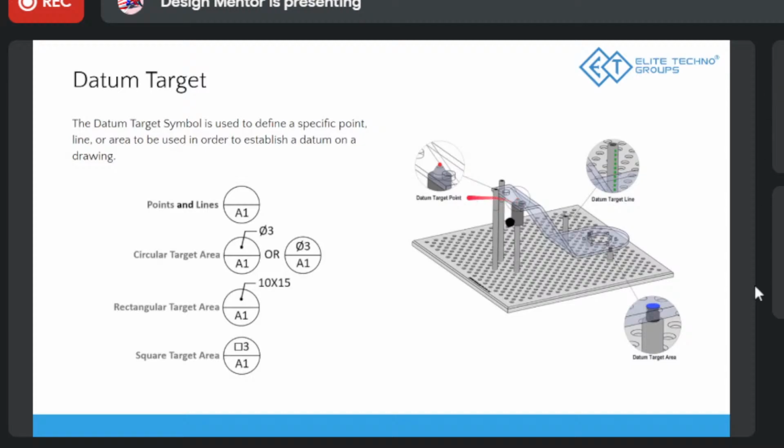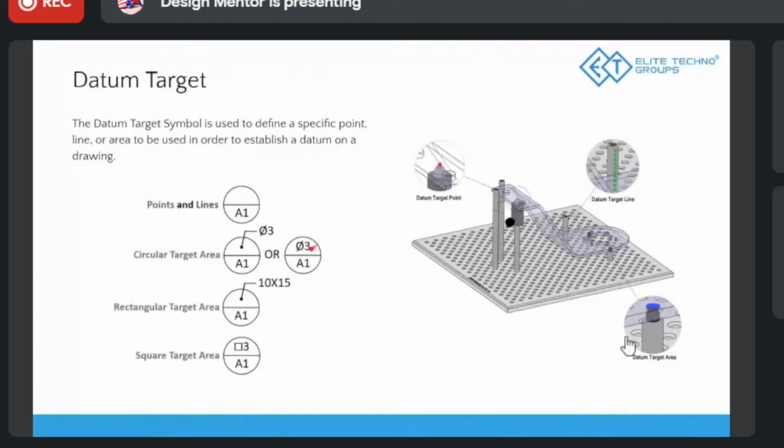One is the point target, where you just have a singular point and you have to mention it in the drawing by a symbol like this. You will draw a symbol like this and point it towards where exactly the point is, and you'll mention this. So A1 means datum point 1. You can similarly name other things as well. Then we have the circular target area like this. If you don't want a point, you want it to rest on a flat area, then you have a circular area.